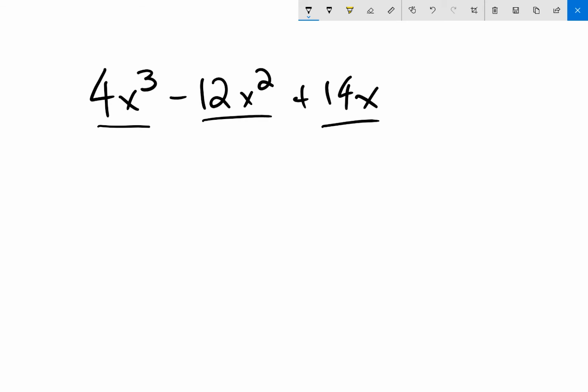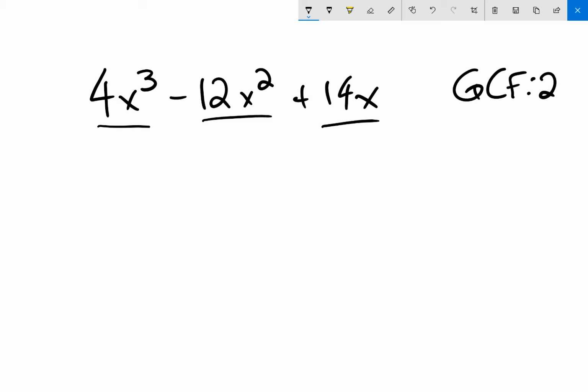4, 12, 14. All 3 of those numbers are divisible by 2. And 2 happens to be the biggest number that you can divide them by. So as far as GCF goes, 2 is a part of that GCF since all these terms are divisible by 2, and that is the biggest number you can divide them by.